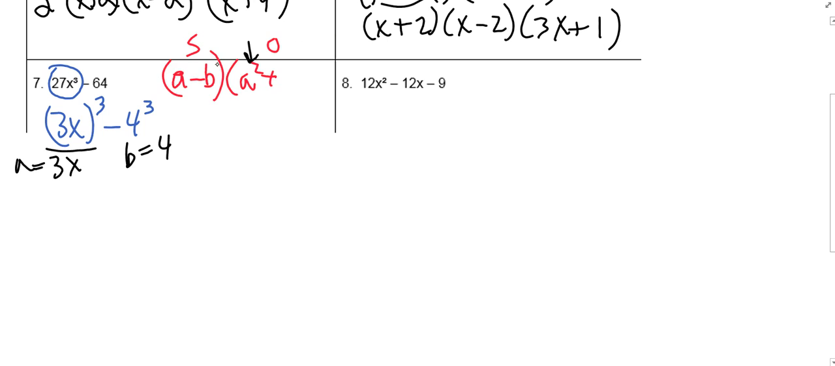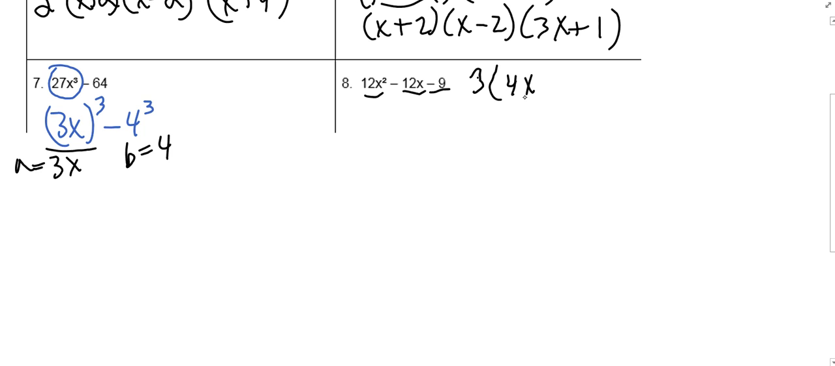and it looks like we have something in common here. We can divide all three of these terms by 3. So if we divide a 3 out of there, we get 4x squared minus 4x minus 3.